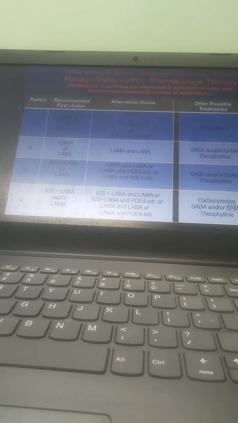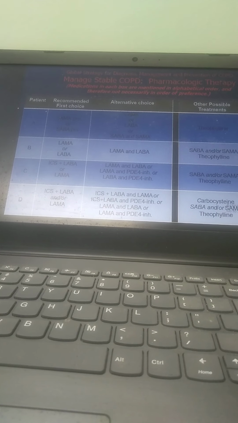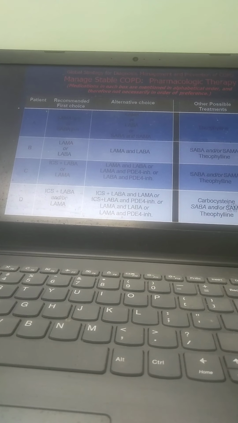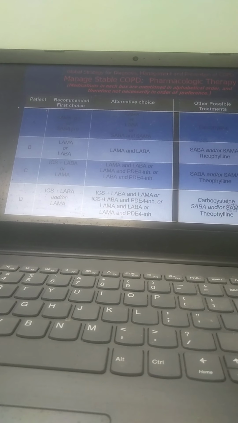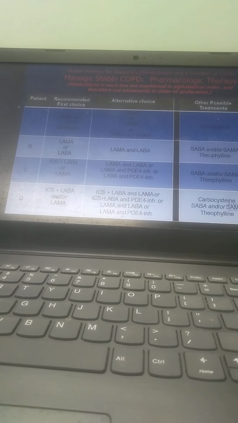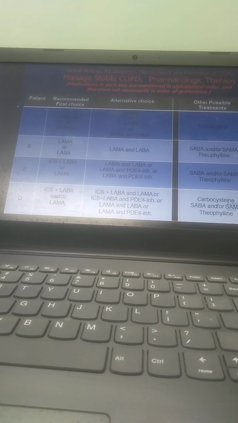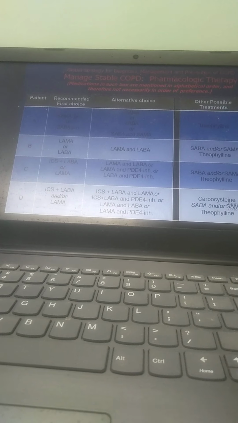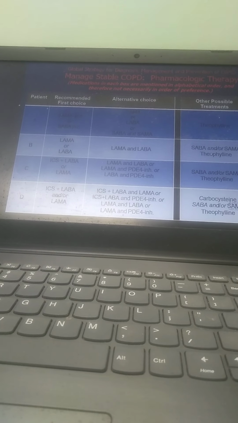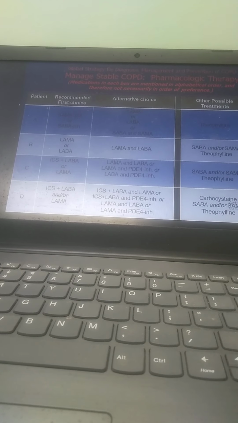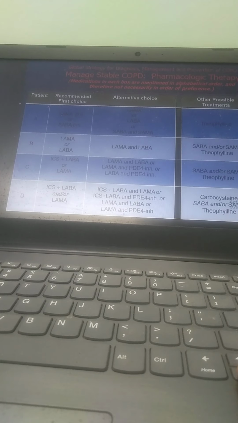And then we have carbocysteine. Carbocysteine is a bronchodilator. This carbocysteine is also an antidote for the paracetamol. And SABA and SAMA theophylline. See, this is the recommended first choice, then the alternate choice, so you have to remember these things and how you have to manage with these drugs.